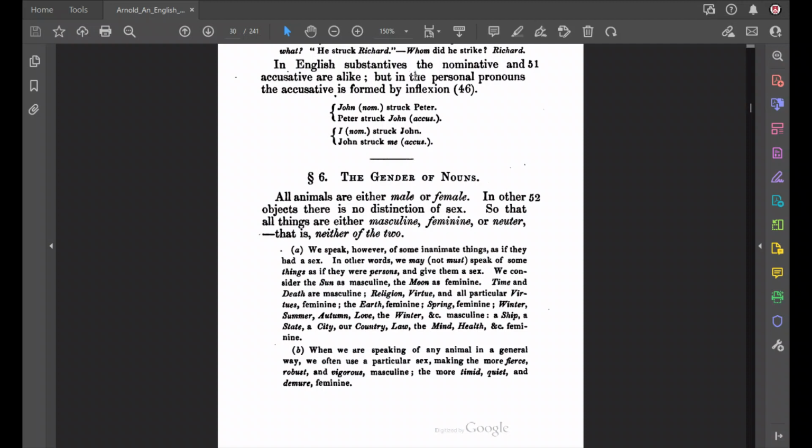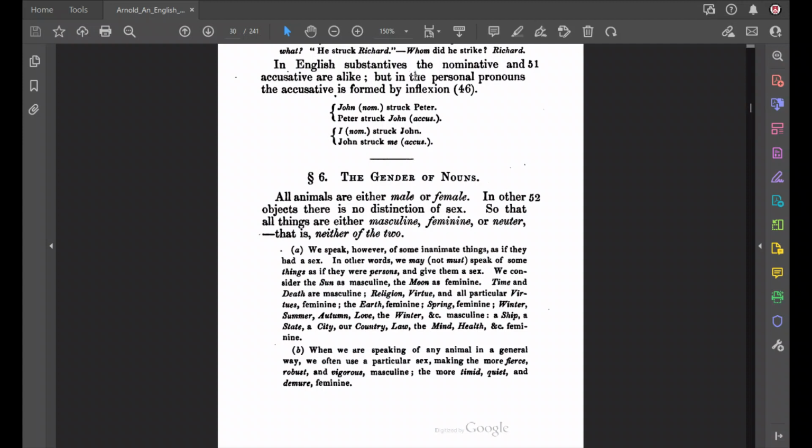Personification. We may sometimes think of things as persons, and when we think of them as persons, we then can give them a gender. But this is all in our imagination. There's no actual gender for these things. So, for example, we're given a number of examples of this.